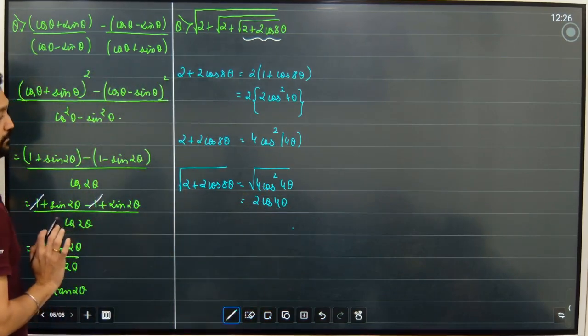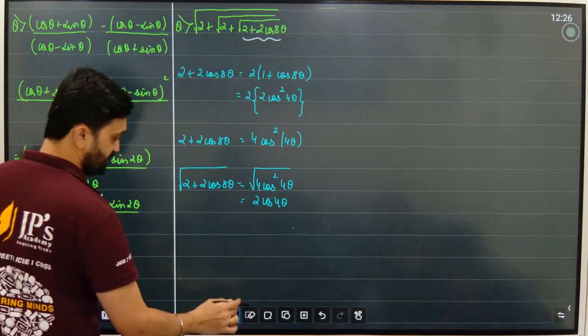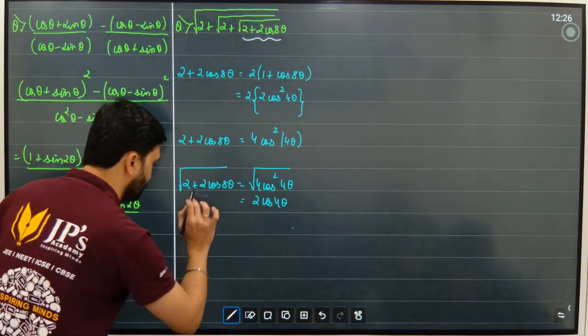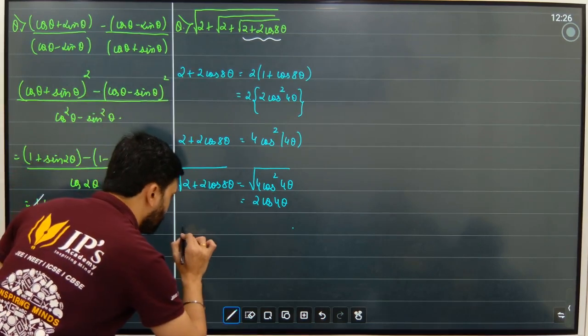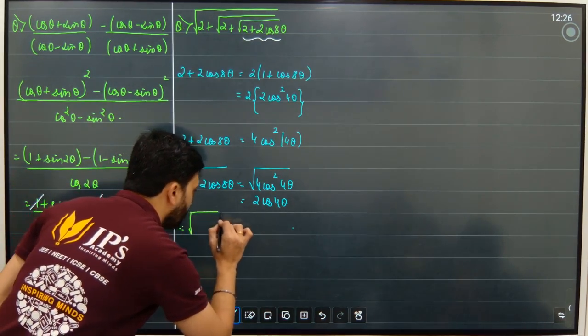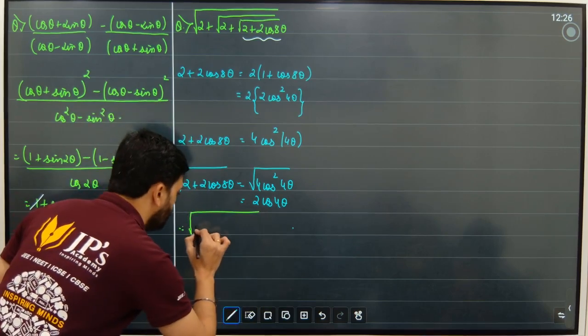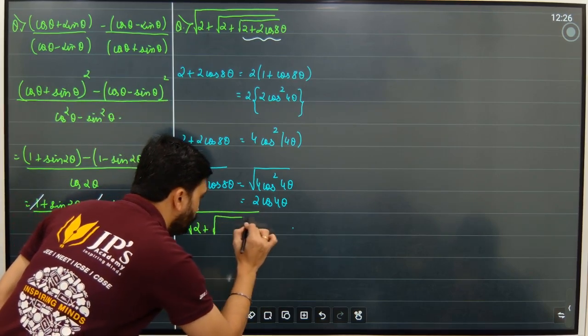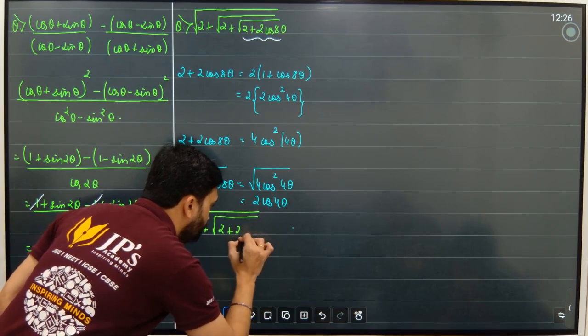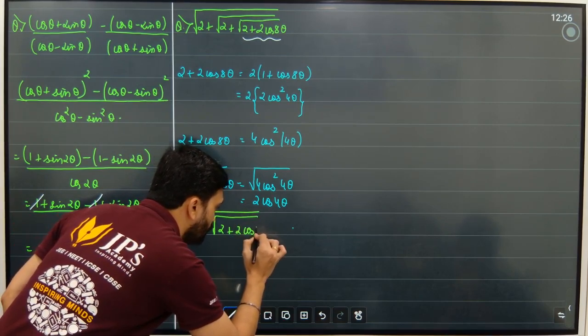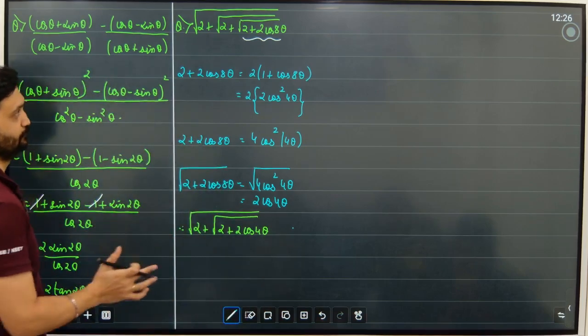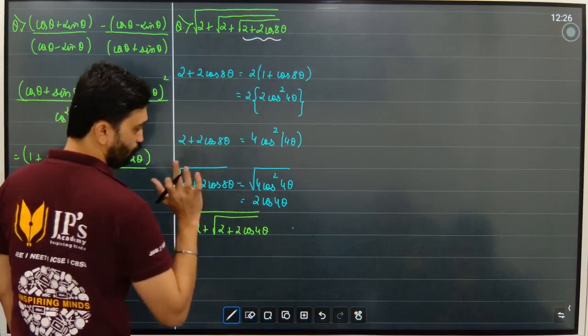2 cos 4 theta आ गया. So now see how my question will become. My question will become like this. अब देखो क्या question हो जाएगा. Therefore under root of 2 plus under root of 2 plus 2 cos 4 theta. तो पूरा सॉल्व करने के बाद I got 2 cos 4 theta.